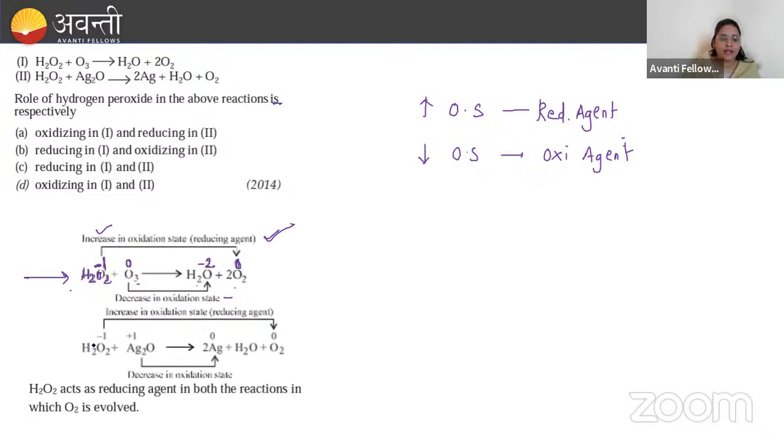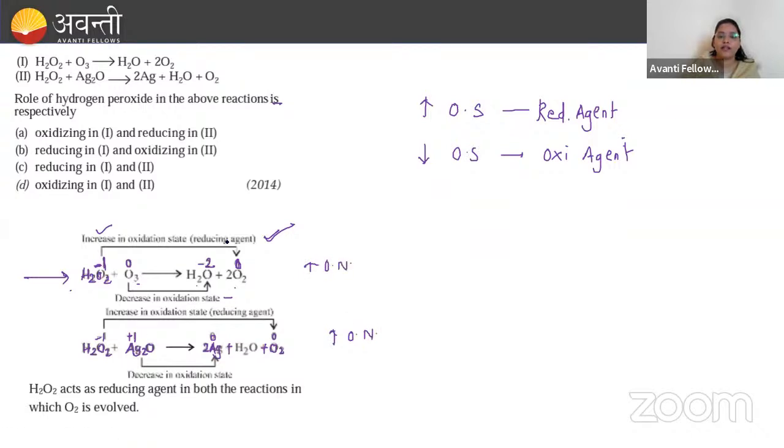Next, in the second reaction, H2O2 is there, whose oxidation state is -1. When it reacts with Ag2O, which has +1 oxidation state, the silver is getting converted into Ag, a pure metal, so its oxidation state is 0, along with H2O and O2. So here also the same case is happening: there is an increase in oxidation number in both the reactions.